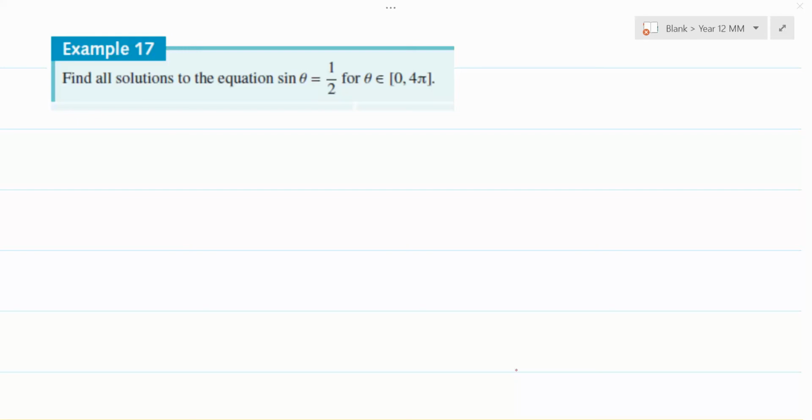More solutions to the equation sine of, now it doesn't have to be theta, it could be x or whatever. Theta just means that's what I want to solve for, right? So I'm going to use x just so that you feel a bit more familiar with x and y's, right? So sine of an angle, which I'll call x, is equal to half.